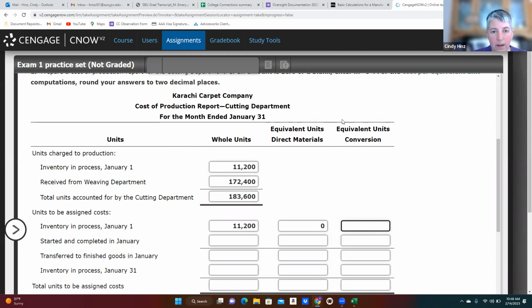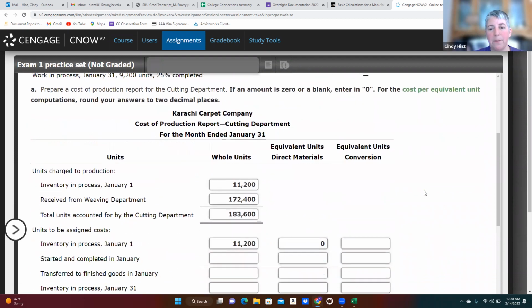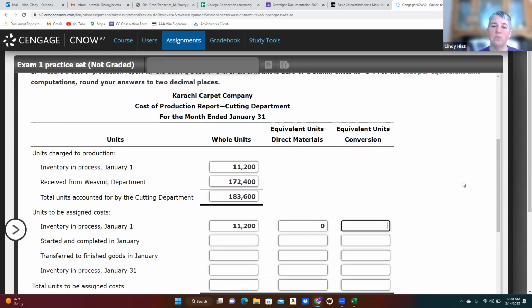Those units were, how much was done? Those units in my exercise were 65% complete. 65% of the conversion work was done in December. So how much does that leave to do in January? 35%. 11,200 units times 35%. That's equivalent to 3,920 whole units worth of conversion costs that we incurred.